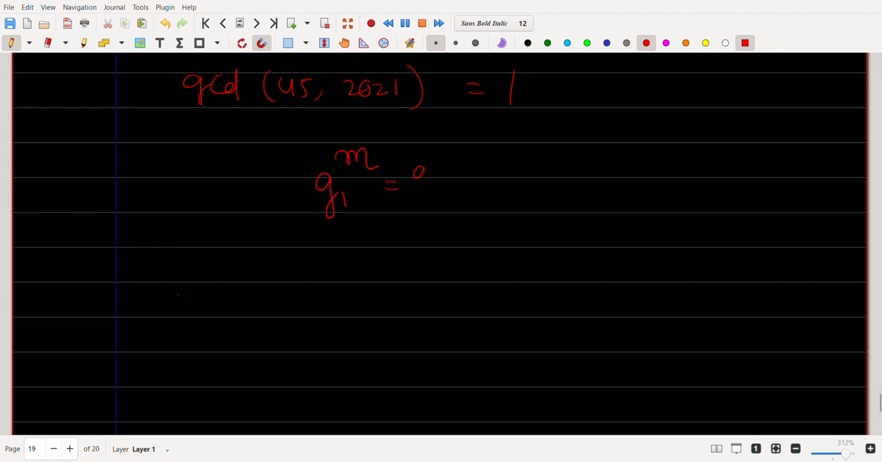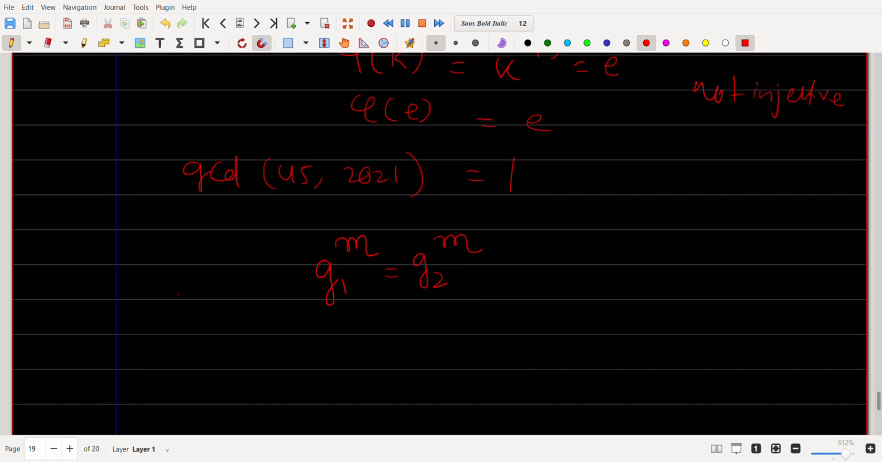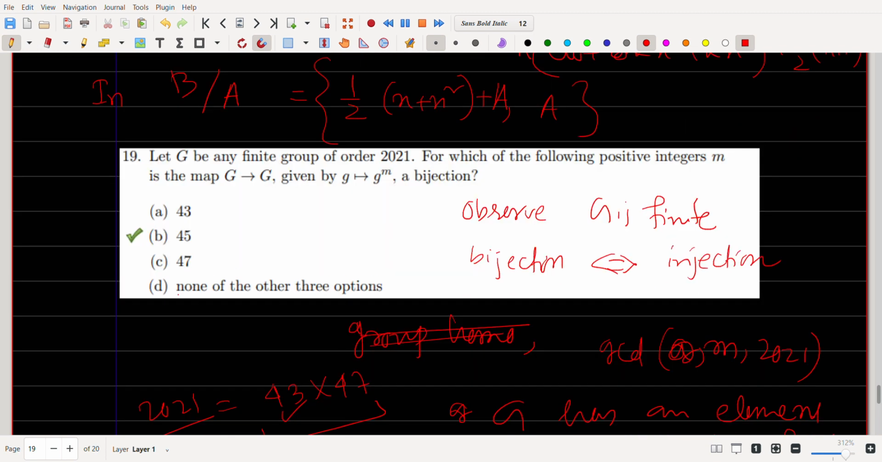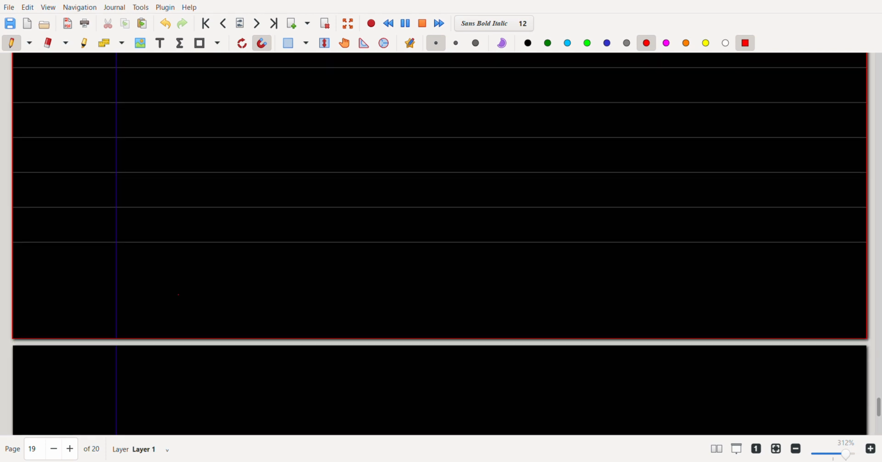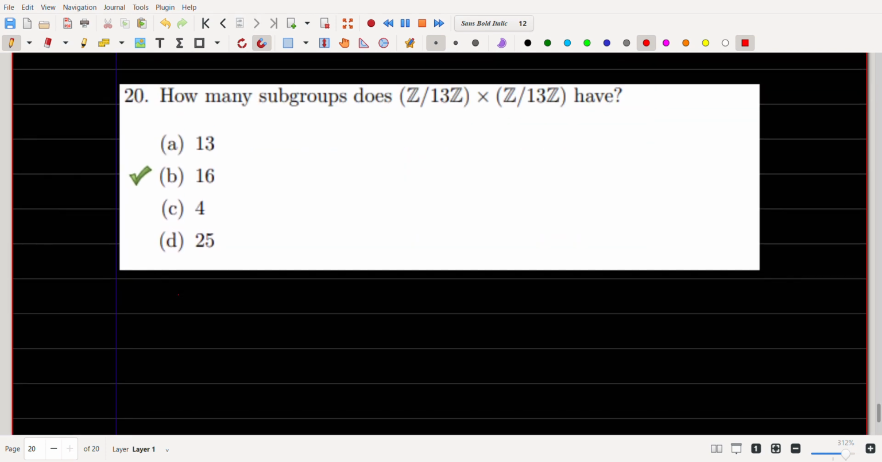Right? Because see, if g1 power m equals g2 power m, then it will imply that there is some common power, right? So the simple thing, if the GCD is 1, that means they cannot be the same. Two powers cannot be the same, right? So that's why 45 is the correct answer.